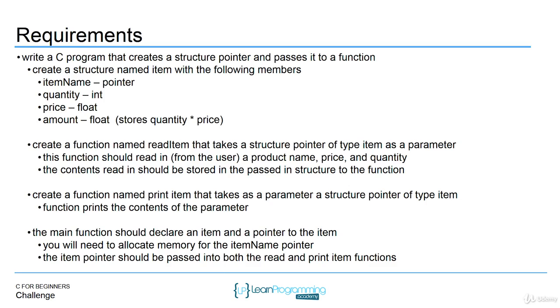I want you to create a function named readItem that takes a structure pointer of type item as a parameter. Should be a pointer. We know the advantages of functions taking pointers as arguments as opposed to a regular structure, mainly being they're backward compatible. Previous versions of the C compiler didn't work with structures. And it's also a lot faster and more efficient when you pass a pointer to a function because you don't have to copy all the elements. You just copy the address. So we're going to have functions that take as parameters pointers to structures.